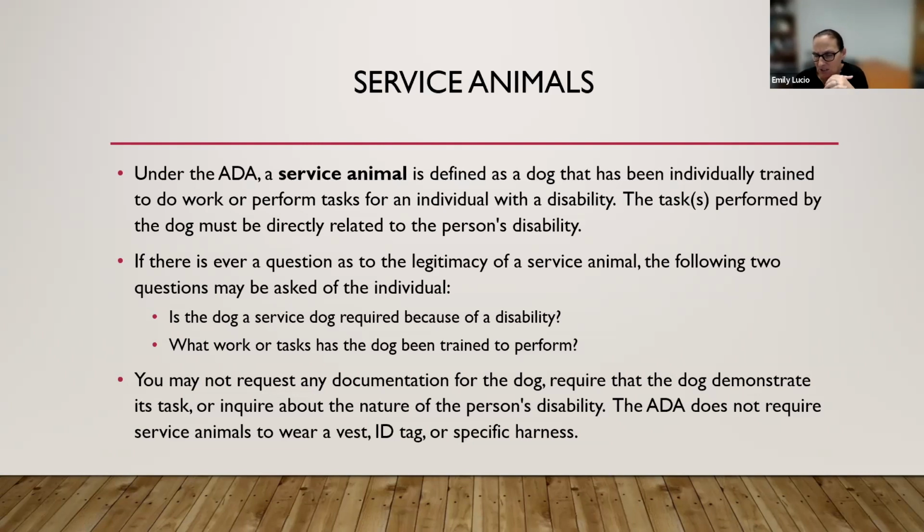If there's ever a question as to the legitimacy of a service animal, you can only ask 2 questions. One, is the dog a service dog required because of a disability? And two, what work or tasks has the dog been trained to perform? You may not request any documentation for the dog or require that the dog demonstrate its task or inquire about the nature of the person's disability. The ADA also does not require service animals to wear a vest, ID tag, or specific harness. I know sometimes it makes it difficult, but that is the regulation and we have to follow that.